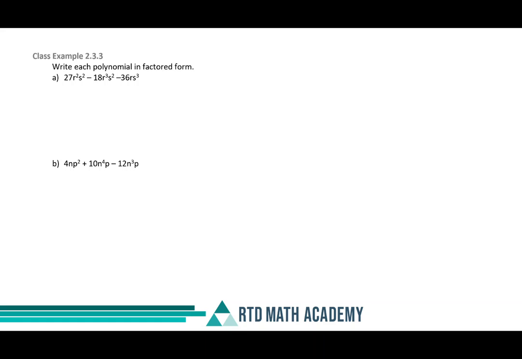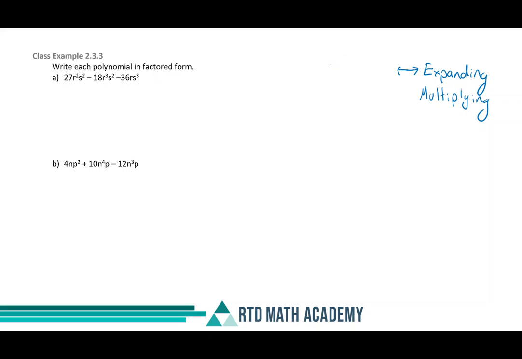Class example 2.3.3. This time we are going to write each polynomial in factored form. Now, I know we mentioned this in another class example earlier, but we spent a lot of time expanding. Expanding, we said, was the same thing as multiplying. We also said it was the same thing as determining the product.